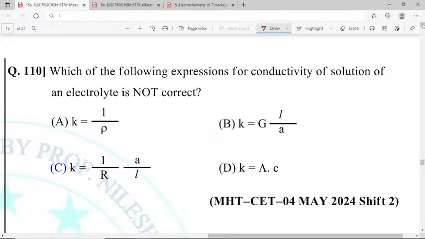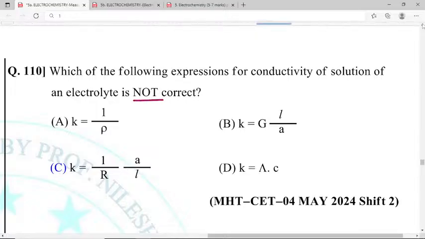Which of the following expressions for conductivity of solution is not correct? Conductivity, resistivity, correct. This is correct. Conductivity 1 by resistance, no, it is not correct. This is your answer. Yes, it is correct.